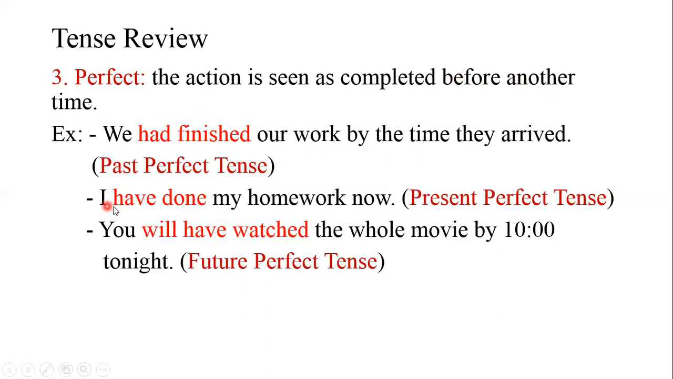Now look at here. This is one more example. I have done my homework now. This is present perfect tense. Present means now, so it happened before now. Not happening now, but it happened before now. It's completed now. And you will have watched the whole movie by 10 o'clock tonight. This is future perfect tense. So 10 o'clock tonight is the future time, but the action actually happens before 10 o'clock tonight. A completed one.